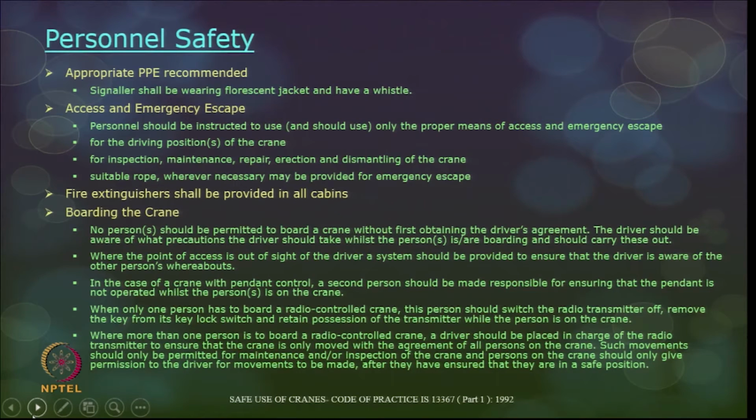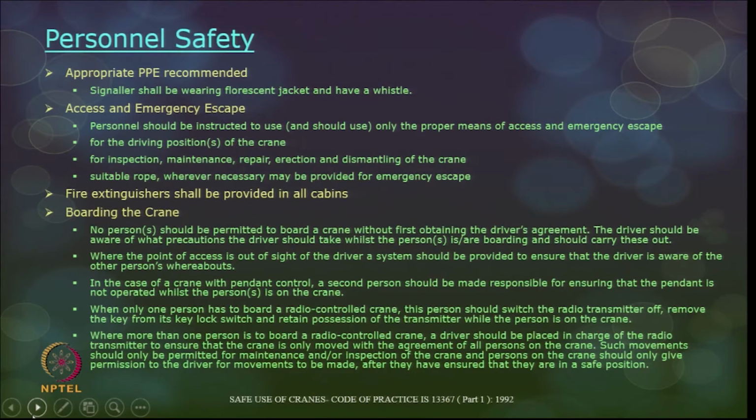Boarding the crane. No person should be permitted to board a crane without obtaining the driver's agreement. The driver should be aware of what precautions to take while the person is boarding and should carry all of them out. When the point of access is out of sight of the driver, a system should be provided to ensure the driver is aware of the other person's whereabouts. Suppose the person is in a blind spot, there should be some sort of television mechanism wherein the driver is able to see the whereabouts of the other person.